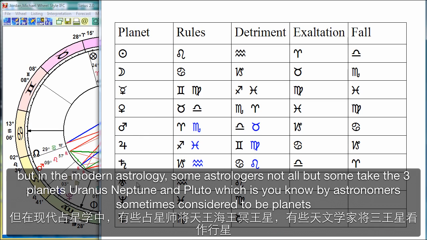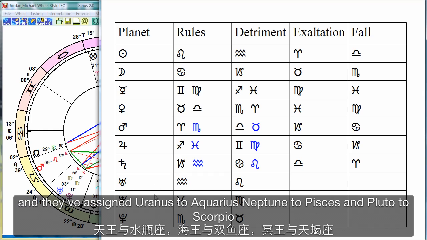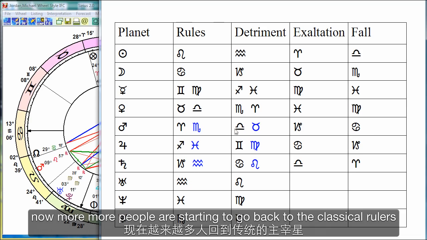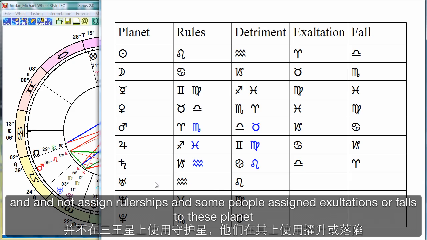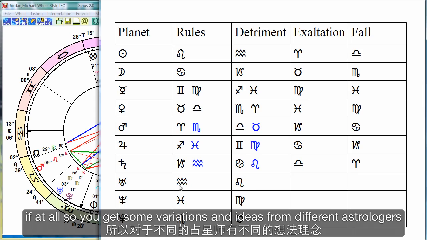But in the modern astrology, some astrologers, not all, but some, take these three planets, Uranus, Neptune, and Pluto, which is, by astronomers sometimes considered to be a planet. Astrologers generally consider it to be a planet. And they've assigned Uranus to Aquarius, Neptune to Pisces, and Pluto to Scorpio. And some modern astrologers don't even use the classical ruler. Now more and more people are starting to go back to the classical rulers and not assign rulerships. And some people have assigned exaltations and falls to these planets. But really, most people just emphasize the ruler, and not even the detriment is emphasized that much with the three outers, if at all. So you get some variations and ideas from different astrologers.